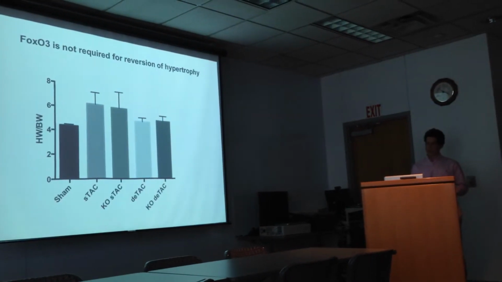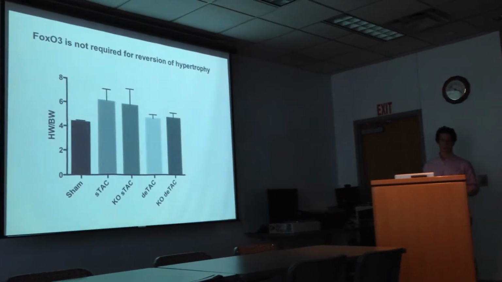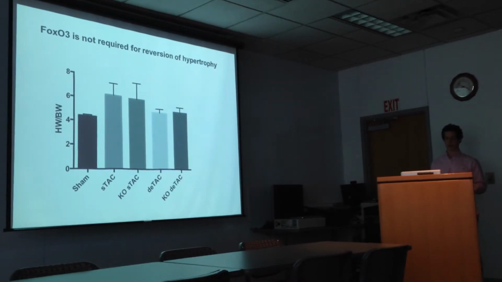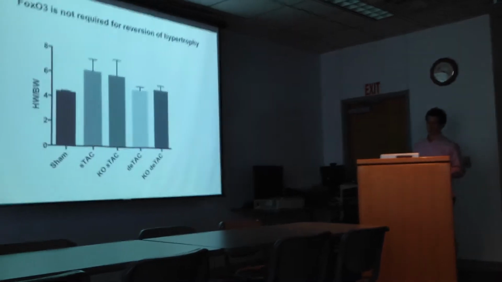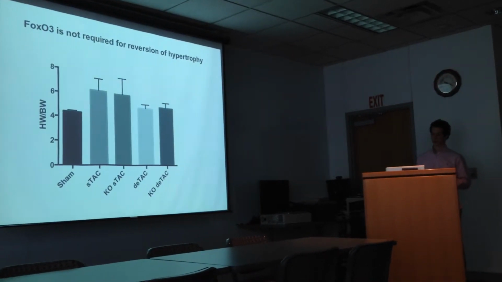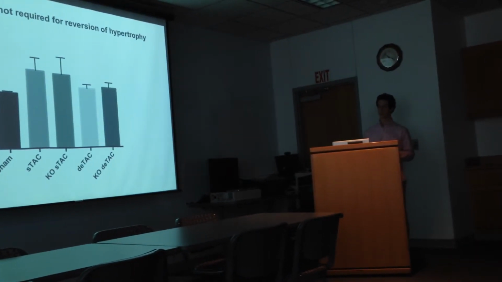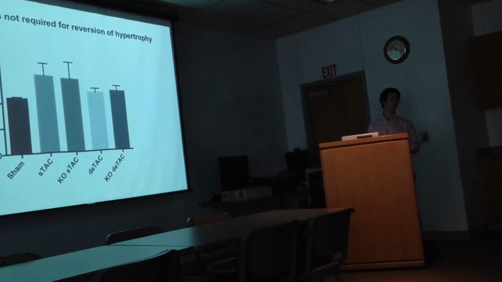Data suggests that FoxO3 transcription factor is not required in the reverse remodeling of the heart. Knockout hearts exhibited the same growth and atrophy as wild-type hearts. Although it does appear that FoxO3 is not responsible, FoxO1 transcription factor may compensate for the loss of FoxO3, but further testing needs to be done.